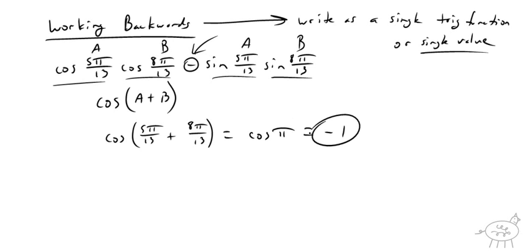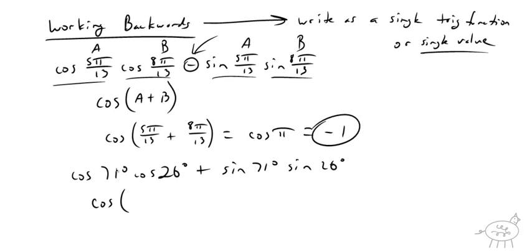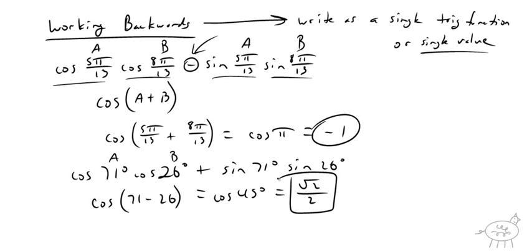Okay, that's pretty easy. Here, I can give you another one. Cosine of 71 degrees, brutal. Cosine of 26 degrees, brutal. Plus sine of 71 degrees, brutal. And sine of 26 degrees, brutal. But recognizing that is a difference for cosine, so it's really cosine of, and this is your A and this is your B, right? So it's A 71 minus 26, which is cosine of 45 degrees, which of course is root 2 over 2. Okay? So working backwards is actually really easy. Just kind of recognizing it, and then you're good to go.